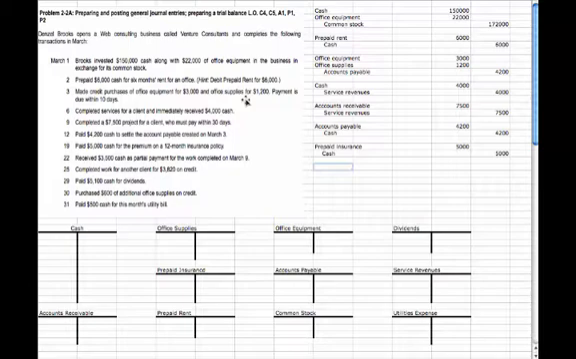Okay, the next entry is that we received $3,500 cash as a partial payment for the work completed. So we received cash, so cash goes up by $3,500. And we reduce our accounts receivable account because the customer paid us by the $3,500.